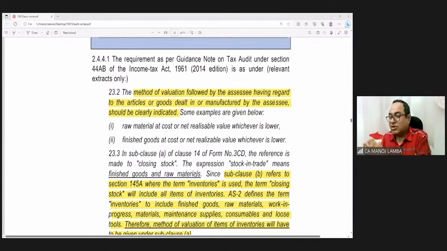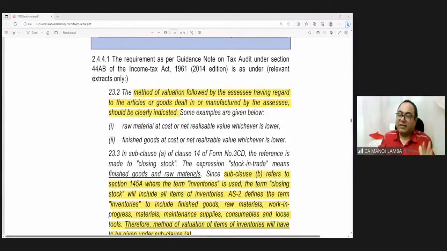Reference made to closing stock. The expression stock in trade means finished goods or raw material. Since clause B referred to section 145A, the term inventory is used. The term closing stock will include all items of inventory.